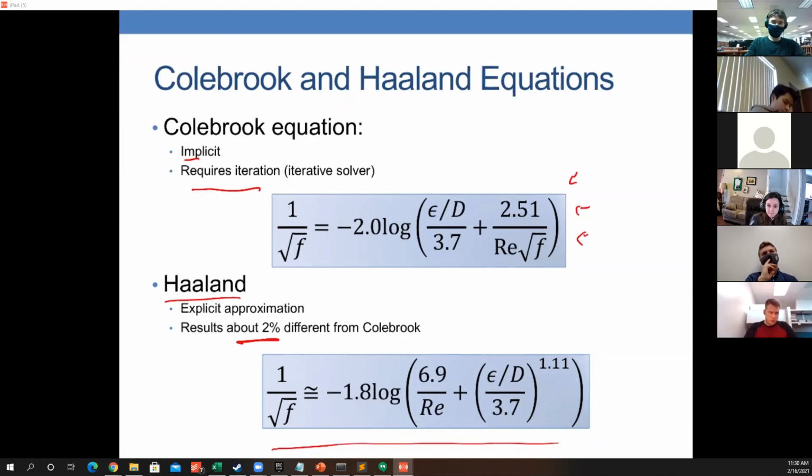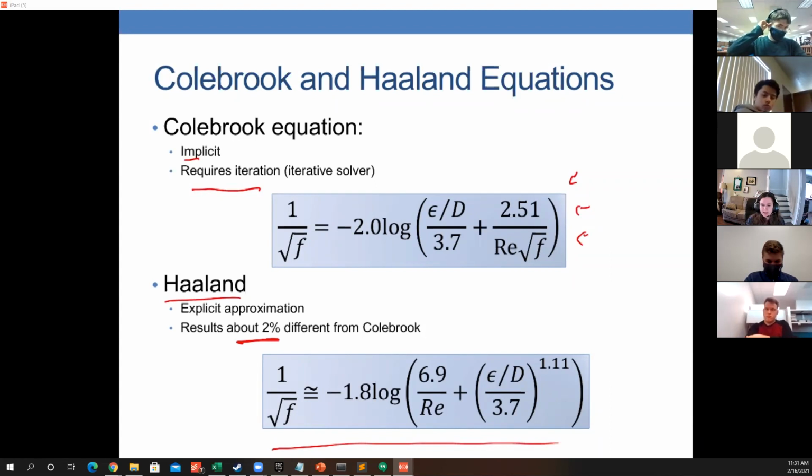So on tests and stuff, do you want us to use the Haaland equation? It depends. On tests, I will usually say something like, the accuracy demanded by this problem means that an explicit approximation will be okay. And I'll tell you that.